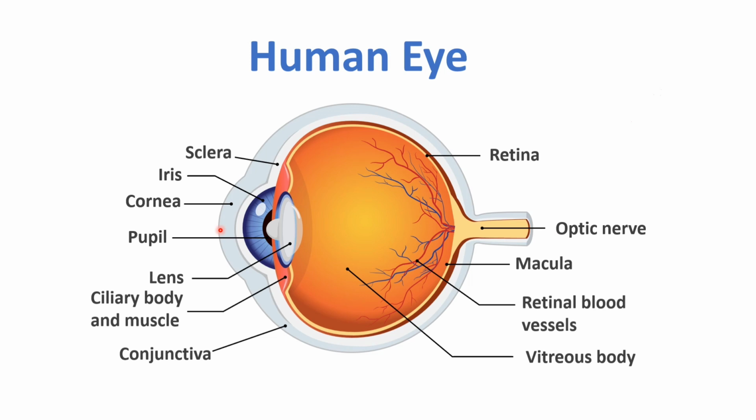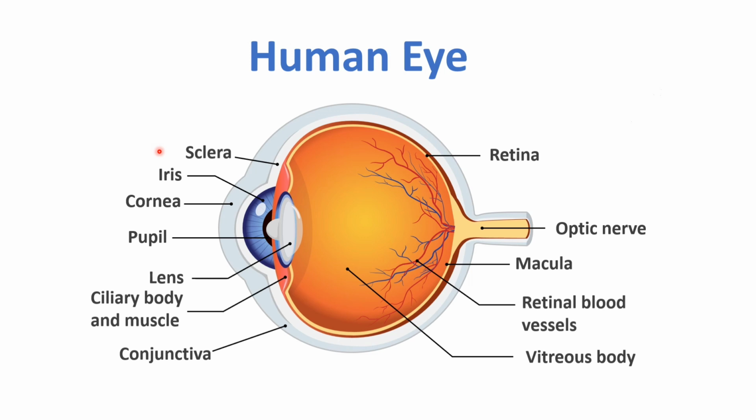Here the shape of the human eye is spherical, with a diameter of 2.3 centimeters. And next we are going to see the cornea. The cornea is the outermost layer. It is transparent in nature. So most of the refraction of light occurs at the outer surface of the cornea.